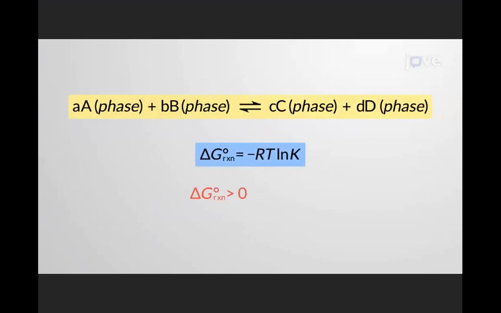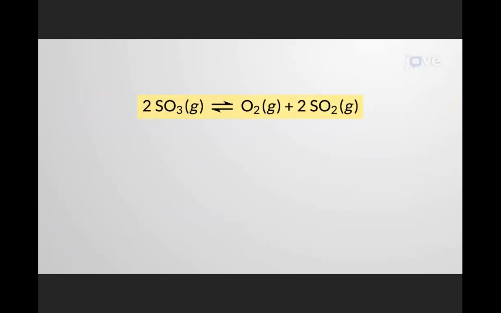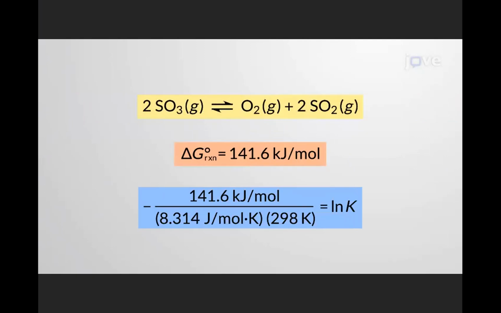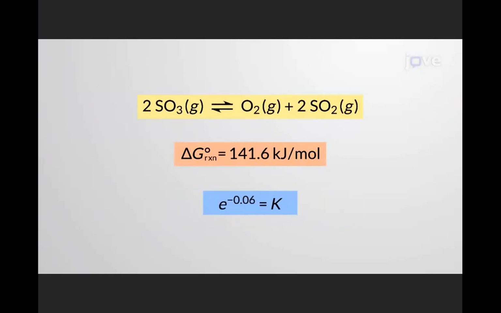Conversely, if delta G naught is greater than 0, ln K is negative, meaning K is less than 1, and the reverse direction of the reaction is favored. Consider the breakdown of sulfur trioxide gas at 298 Kelvin, which has a delta G naught of 141.6 kilojoules per mole. The equation can be rearranged so ln K equals negative delta G over RT. Substituting the known values into the equation and raising e to the power of the result, K is very small, indicating that the reactant is favored.